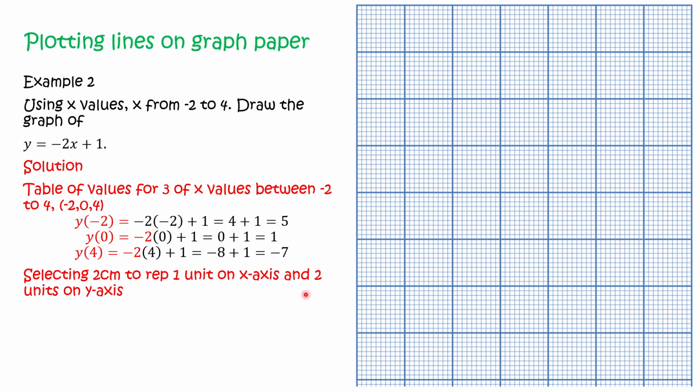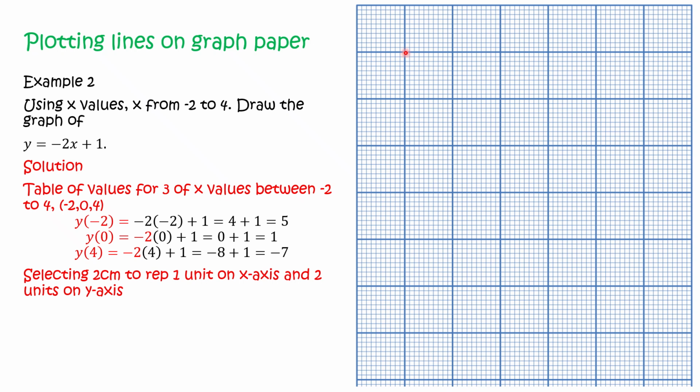However, when it comes to the y-axis, because we've got values from +5 to -7, finding the difference between the two, that should be something close to 12. So we cannot have 12 boxes. So 12 would not be ideal. So we cannot use 2 centimeters to represent 1 unit. However, we can use 2 centimeters to represent 2 units on the y-axis. That will be the suitable scale.